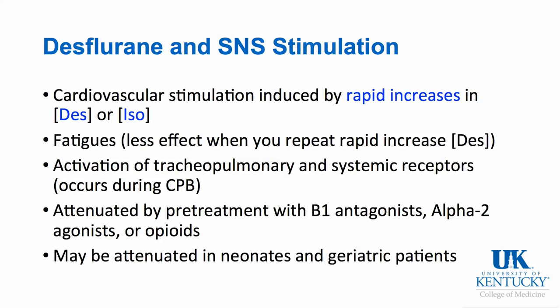Probably has something to do with activation of tracheopulmonary and systemic receptors. Why systemic receptors? Because if you deliver desflurane through a cardiopulmonary bypass machine and do the same thing of increasing the concentration, therefore you're delivering it to the blood, you can still get the sympathetic nervous system stimulation. So it probably isn't just the upper airway receptors, but probably some systemic receptors also. It's attenuated by pre-treatment with alpha-2 agonists or opioids, fentanyl being the classic, small doses of fentanyl. We tend not to see much of this effect.